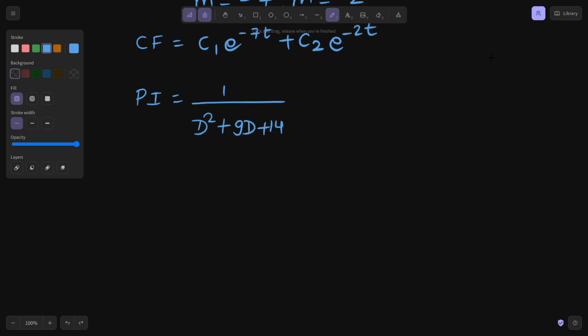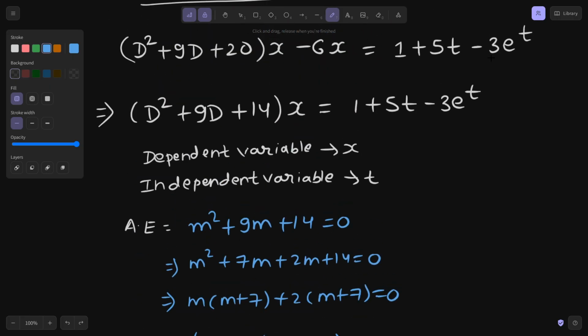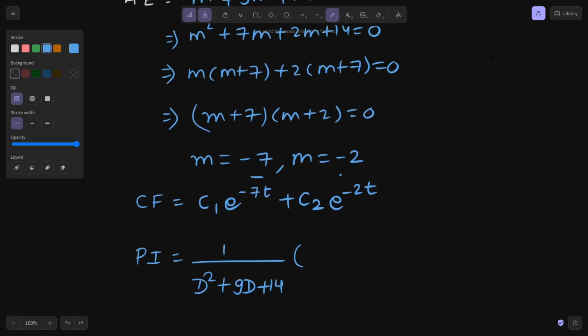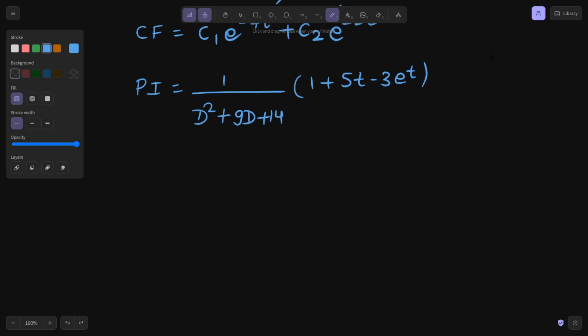And this is operating on your RHS. And what is your RHS? RHS is 1 plus 5t minus 3 e power t. Now you can break this into 3 parts, so that you can solve it easily.